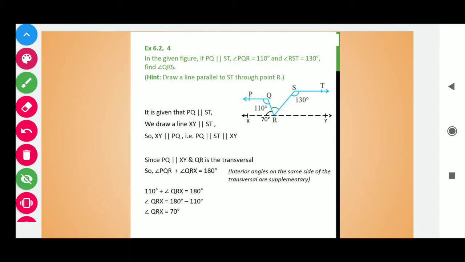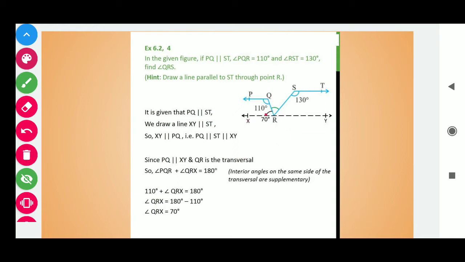Okay. So students, there are some concepts we understand first before starting the solution. Here you can see that PQ is parallel to ST and PQ is parallel to XY. You can see that. And line QR is the transversal. Both will together make a linear pair. And students, we know that a linear pair is 180 degree. In this way, we can calculate this angle as 70 degree.